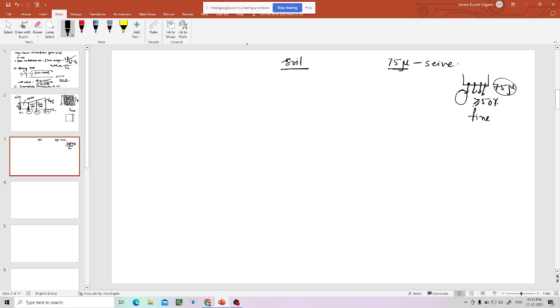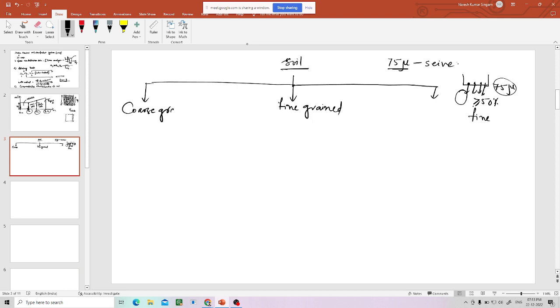So first, let us say there are majorly three different things. One is fine grained, one is coarse grained, and one is highly organic material or soil.